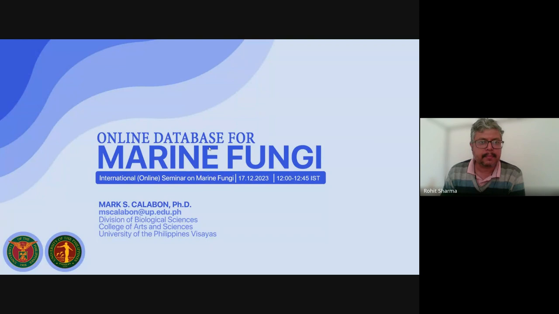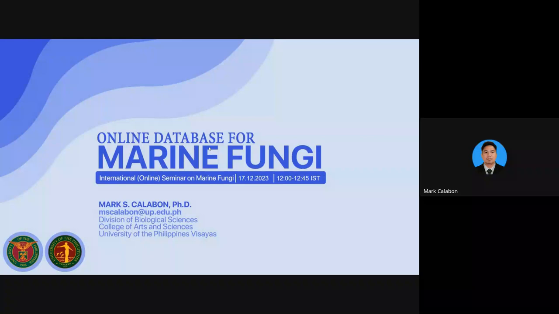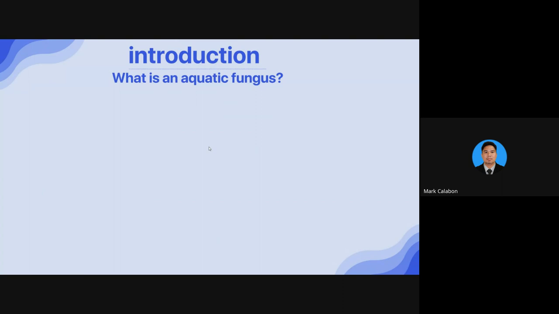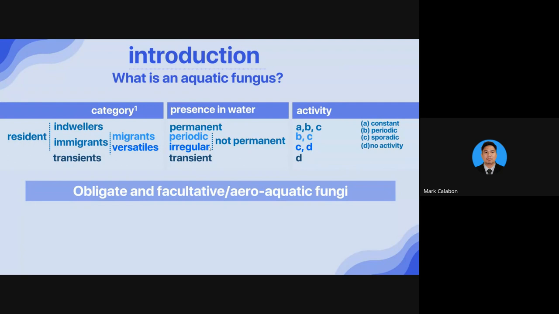Thank you for that wonderful introduction. So I'll start my presentation with a definition of an aquatic fungus. Basically, based on the traditional classification of aquatic fungi, they base that on the presence in water and their activity. So if it's a resident fungus, wherein the presence in water is permanent with a constant, periodic, or sporadic activity, they are called indwellers.